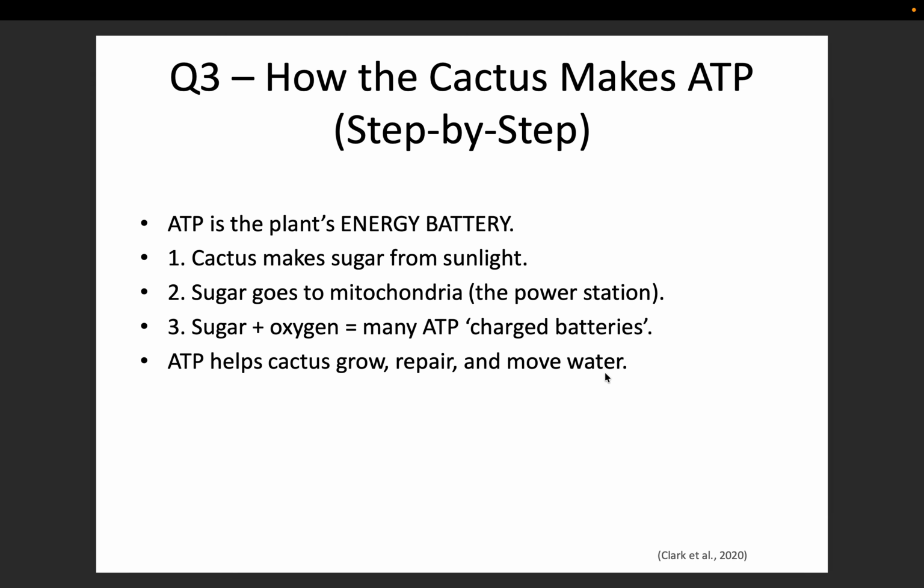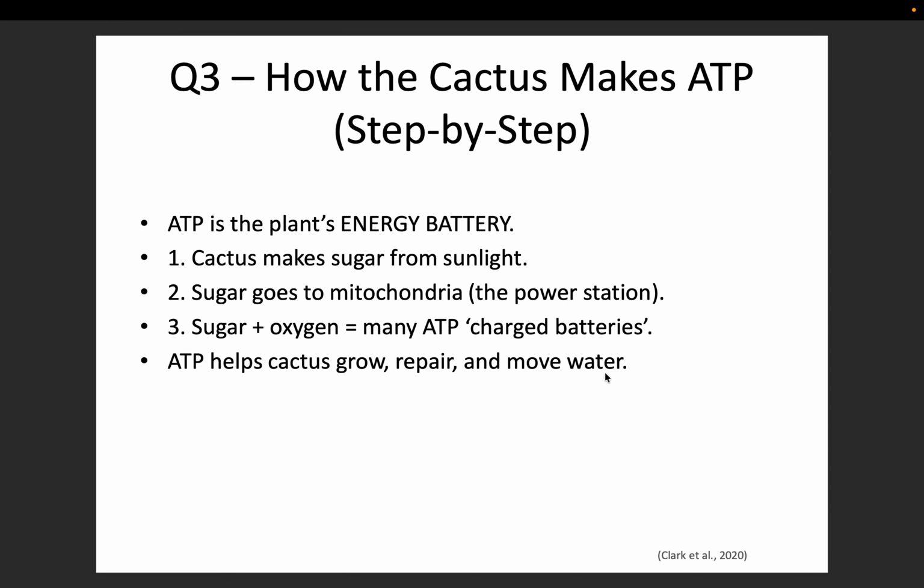Step two: this sugar travels to tiny parts inside the cells called mitochondria. You can think of mitochondria as the power station of the cell. Step number three: inside the mitochondria, sugar mixes with oxygen. When they combine, they create lots and lots of ATP, like charging many batteries.